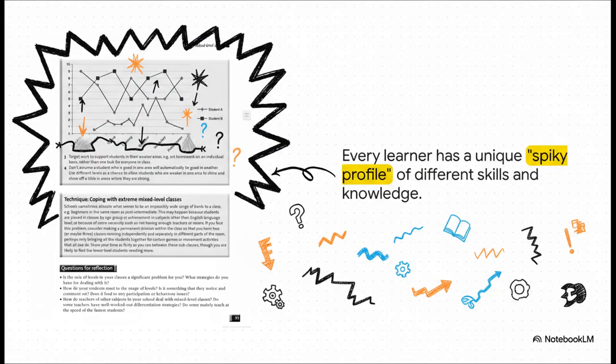This right here, this is the reality. No student is a flat line. Every single learner has what's called a spiky profile. They've got peaks where they excel and valleys where they need a bit more support. The two students here might have the same average score, but their actual skills couldn't be more different.